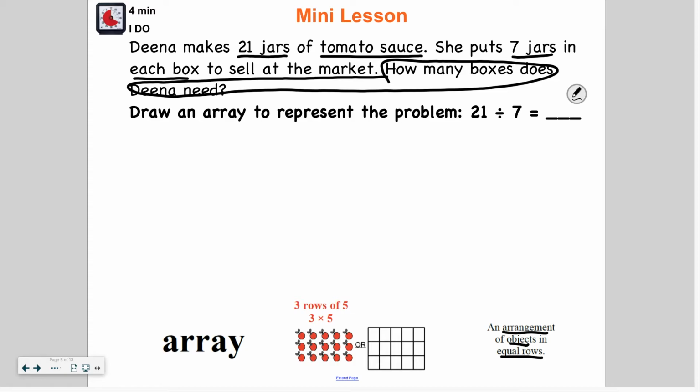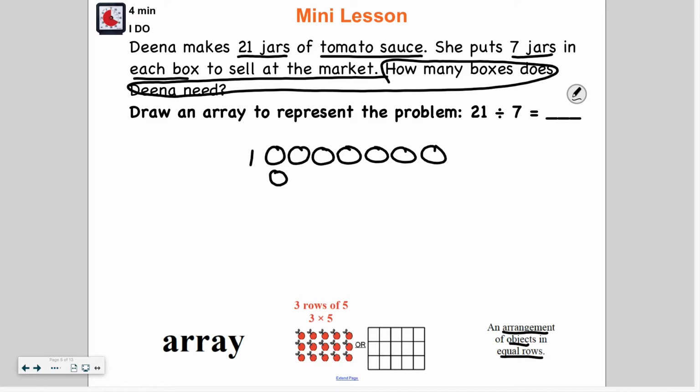So that's why in this case, in my array, I'm going to start by showing the rows because I do know how many she'll have in each row. I just don't know how many rows she's going to have. So I know the size of the group, 7. I don't know how many groups that is. So let's start by drawing each group or each row in my array. 1, 2, 3, 4, 5, 6, 7. Okay, so I have 7. So that's one group, one box of jars. And I'm going to keep going until I get to 21.